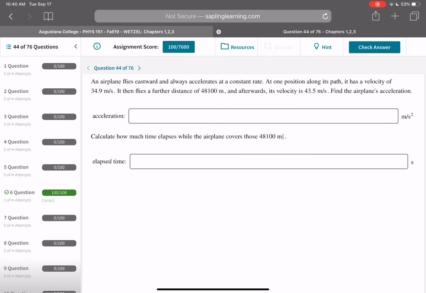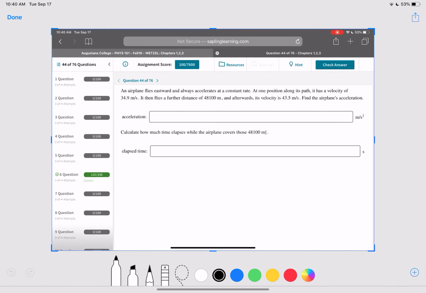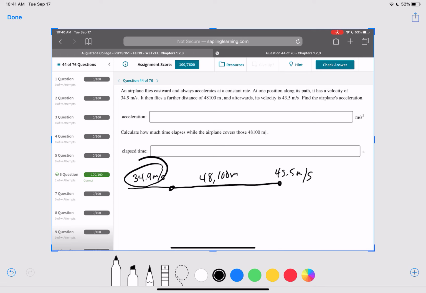Okay, let's talk about this question here. An airplane flies eastward and always accelerates at a constant rate. At one position along its path, it has the speed... Okay, so what it's doing is it's flying, and it has 34.9 meters per second at this point, continues flying another 48,100 meters, and then has a velocity of 43.5 meters per second. So it went from an initial velocity of 34.9, final at 43.5.